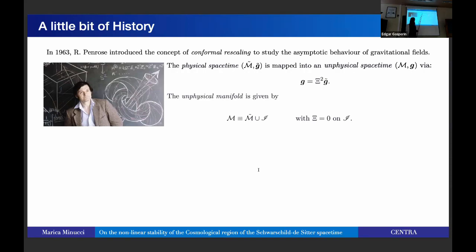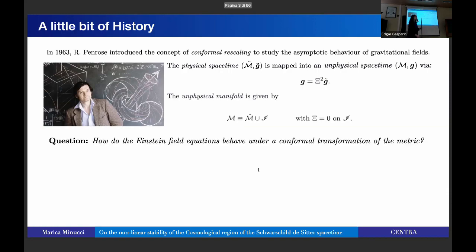In this way, the physical manifold is conformal to the interior of the unphysical manifold, and points that used to belong to infinity in the physical manifold are mapped to a finite position in the unphysical space. We denote the conformal boundary, characterized by the vanishing of the conformal factor. Now, since the unphysical metric contains the same causal information as the physical one, one might wonder what is the relation between the conformal structure of the spacetime and the asymptotic equations.